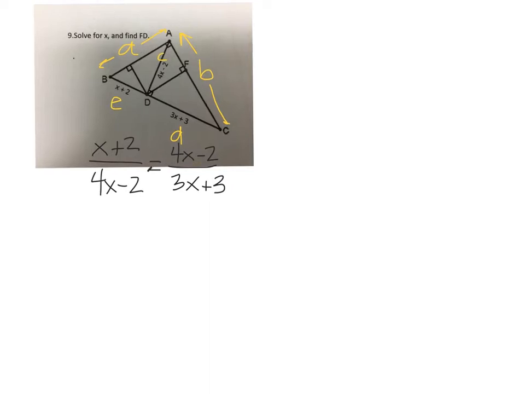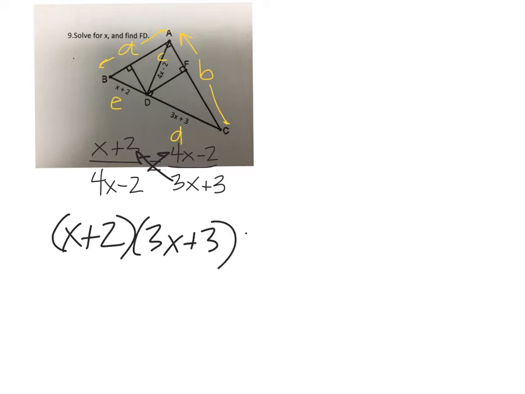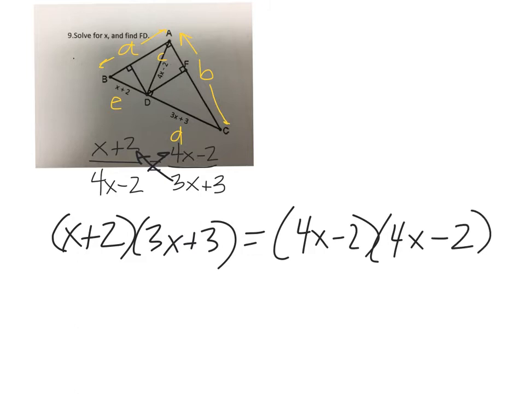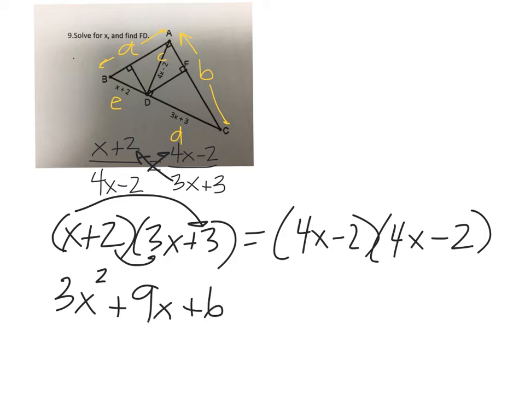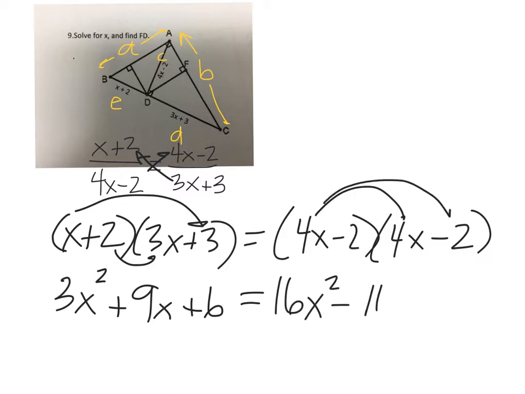Okay, so cross multiplying, bear with me now. x plus 2 times 3x plus 3 equals 4x minus 2 times 4x minus 2. So let's see, really quick, like 3x squared plus, there's another 3 and there's another 6, so that's 9x equals, here we have 16x squared. There we have a minus 8, so minus 16x, and then we have a plus 4.